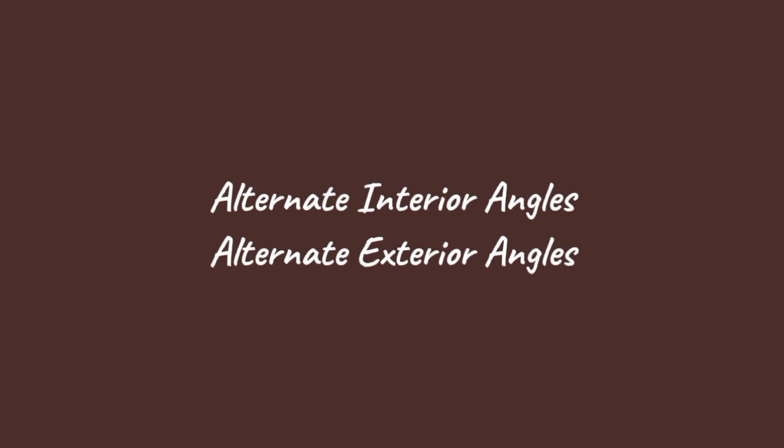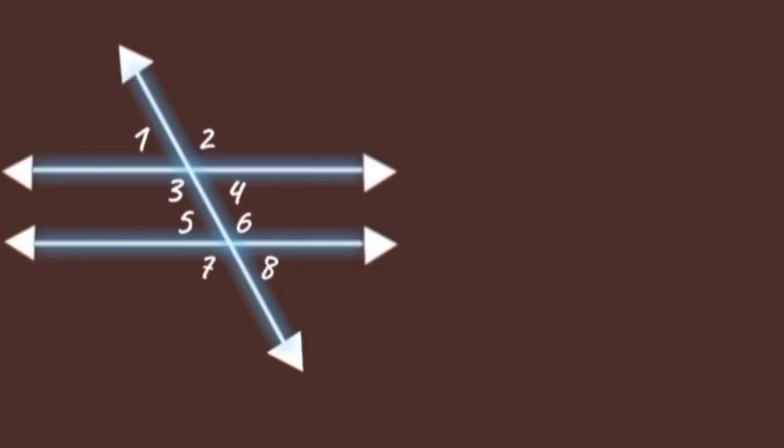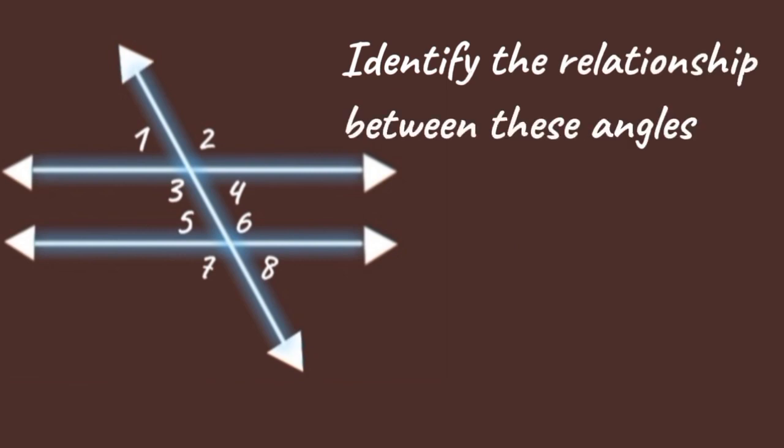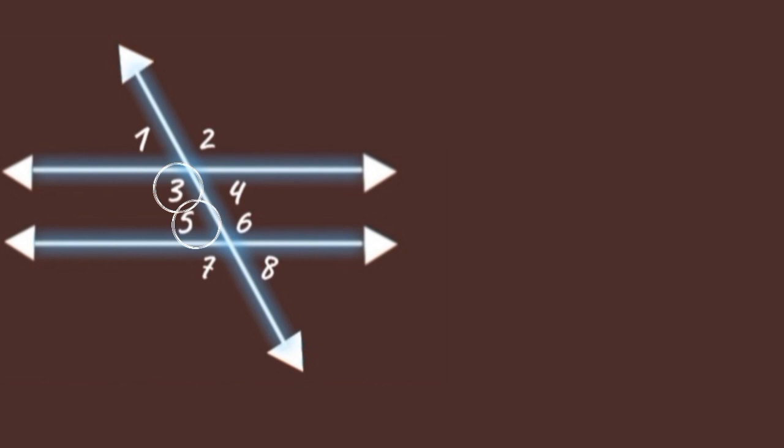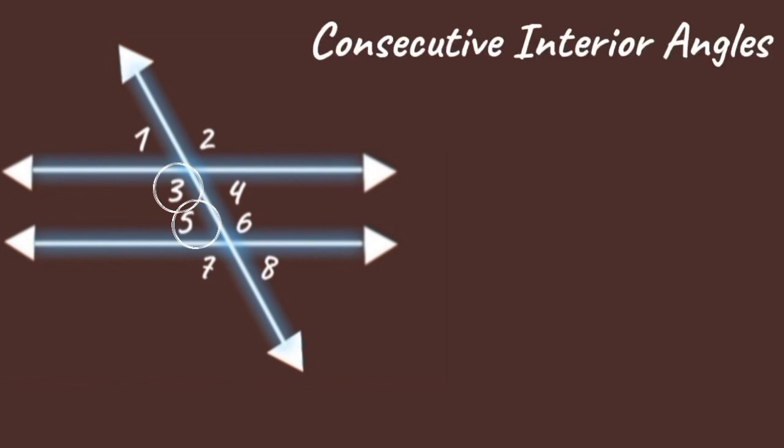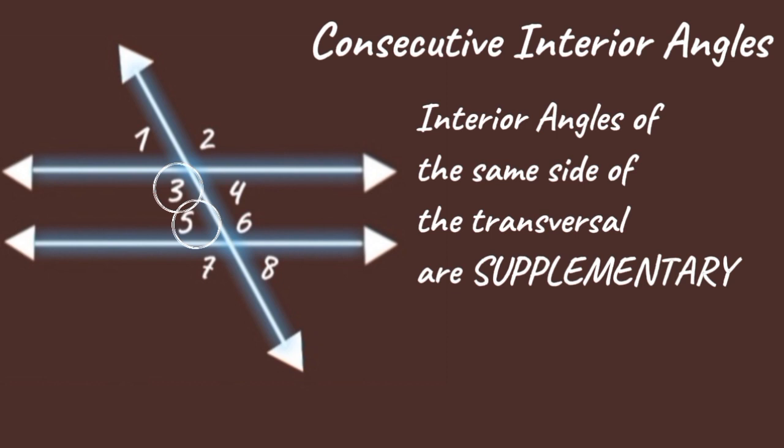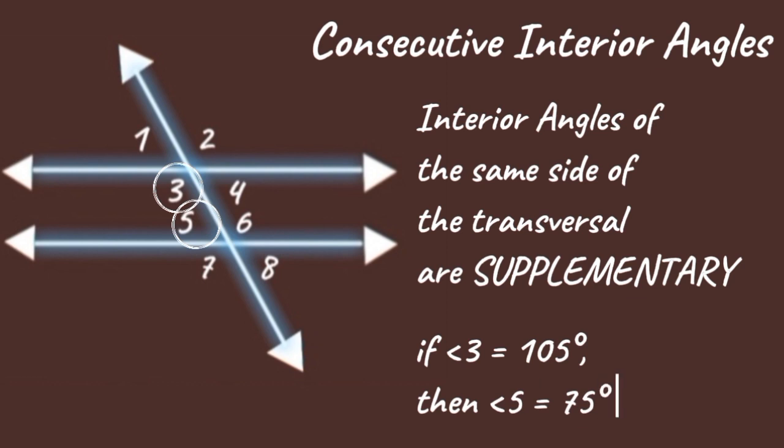We already discussed 5 relationships, namely supplementary angles, vertical angles, corresponding angles, and alternate interior and exterior angles. But how about this one? Can you identify the relationship between angles 3 and 5? Angles 3 and 5 are said to be consecutive interior angles. These types of angles are interior angles on the same side of the transversal and are supplementary. Assuming that angle 3 measures 105 degrees, then we can conclude that angle 5 measures 75 degrees.